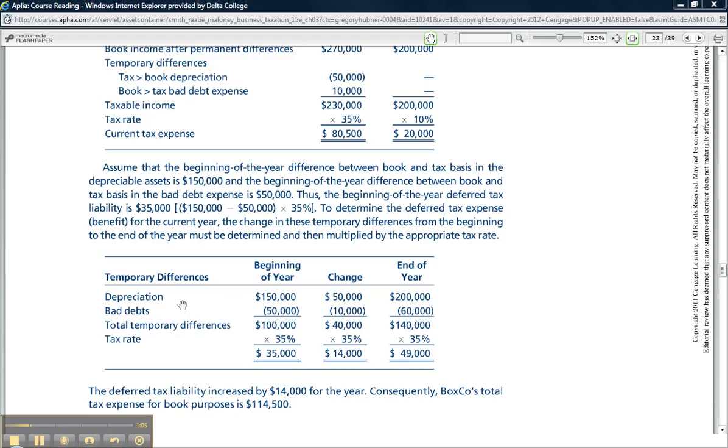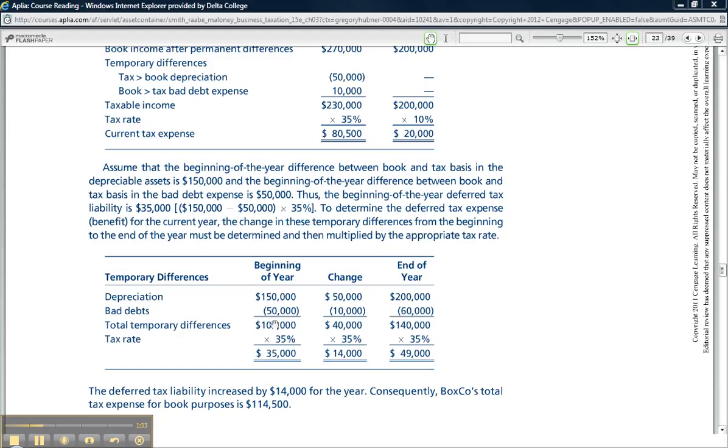Bad debt expense is the opposite. It usually gives rise to deferred tax assets, because you record book expenses by estimating what you think isn't going to be collected from customers, and then tax deductions usually come later when you actually write off accounts receivable. So when you've got this situation here, you'd expect to get a deferred tax asset in the future regarding this item. So you can net these two out because they go in opposite directions.